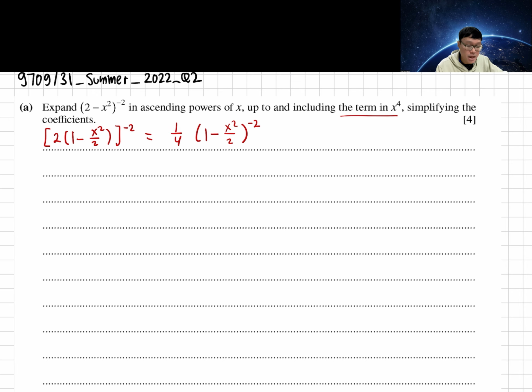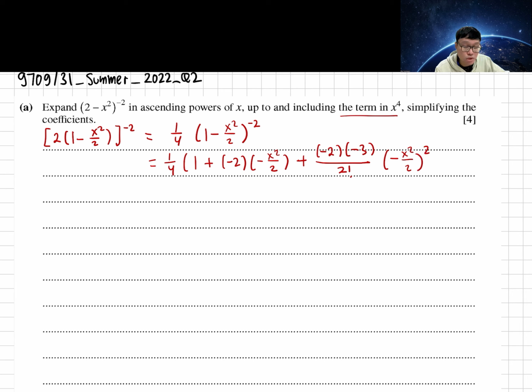So you can just expand the rest. So we get 1 plus nx, minus 2 times minus x squared over 2, plus the power is minus 2 and decrease by 1, which is minus 3, over 2 factorial, and then (minus x squared over 2) exponent 2. And we stop here because we already have the x exponent 4.